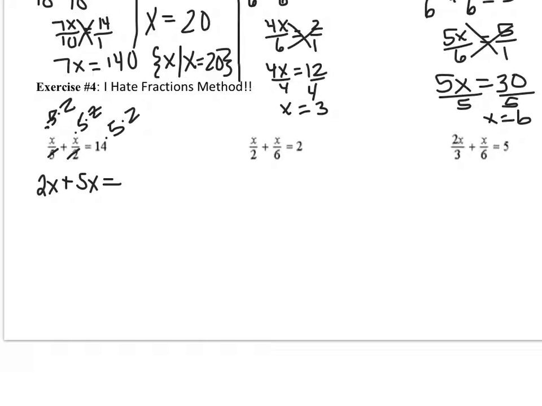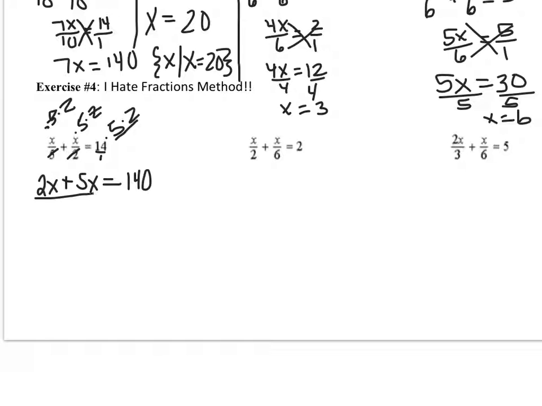On this side, you have nothing to cancel with in the bottom because this 14 is just over 1. So you just multiply 14 times 5 times 2. Well, 5 times 2 is 10. 10 times 14 is 140. See? You hated fractions, so you got rid of them.